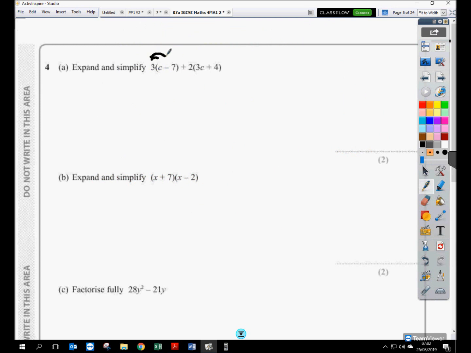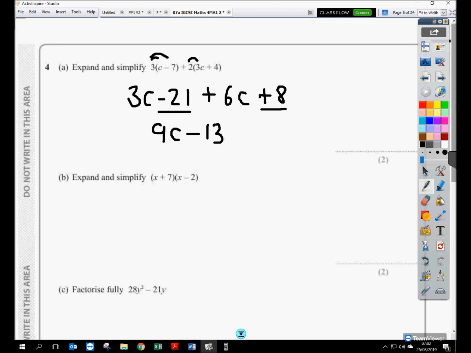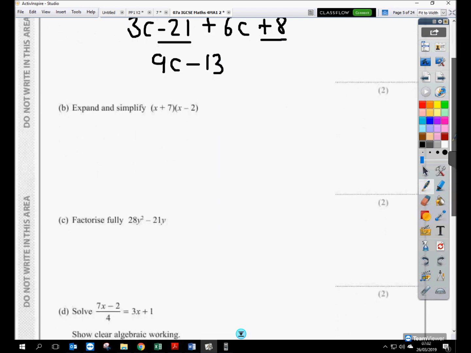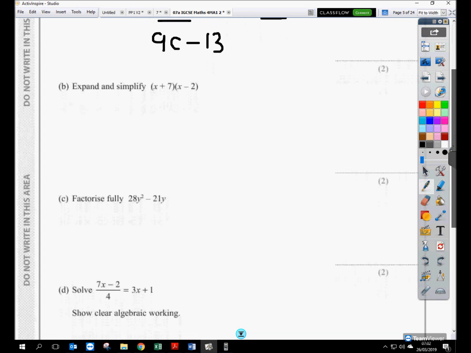Expand and simplify. You can draw the loops if you wish. 3c minus 21 plus 6c plus 8. Oops. Schoolboy error there. Add them together and you end up with 9c. And if you're unsure about the number here, negative 21 and 8, just type it in the calculator. It will come up with negative 13. So the answer is 9c minus 13.